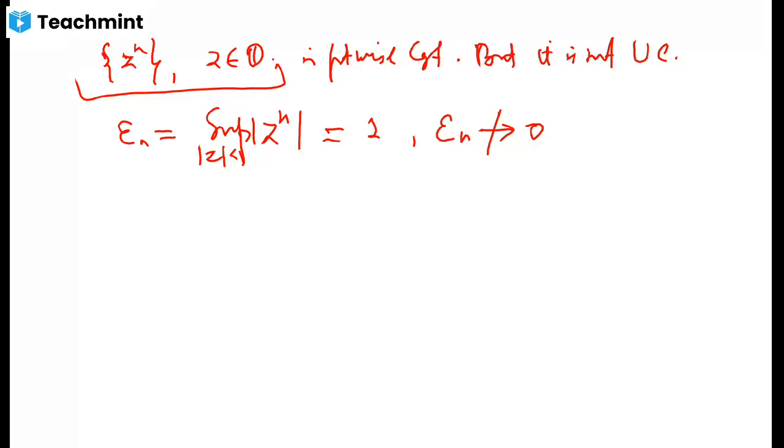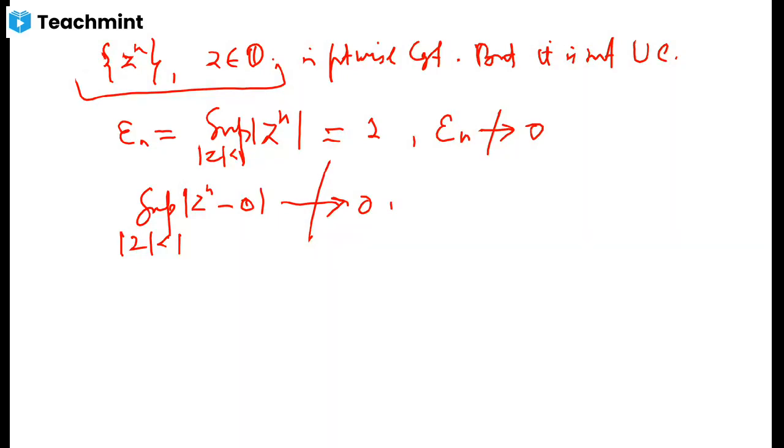So in this case you will never have this supremum of |z^n minus the limit function| going to 0, because the pointwise limit function was 0, so here it cannot be something different. For |z| less than 1, this will never go to 0, hence this sequence is not uniformly convergent.